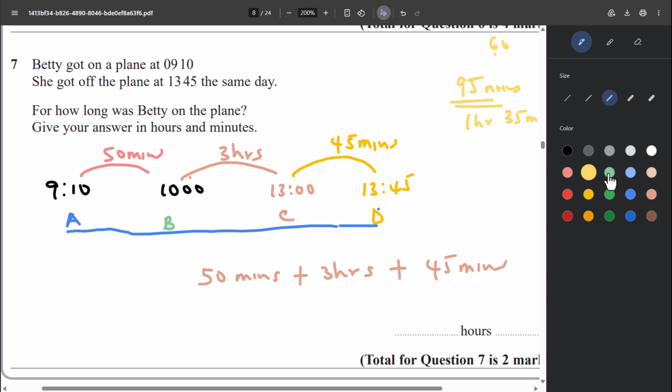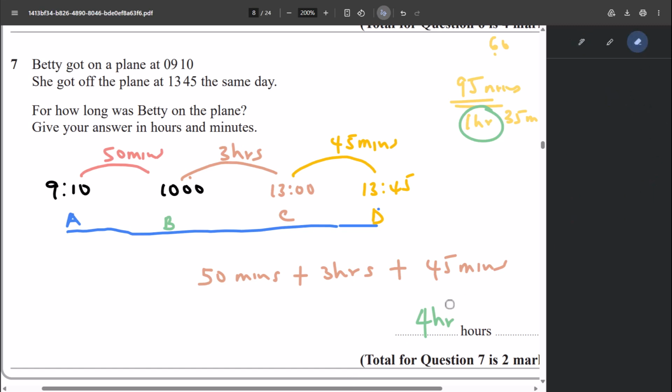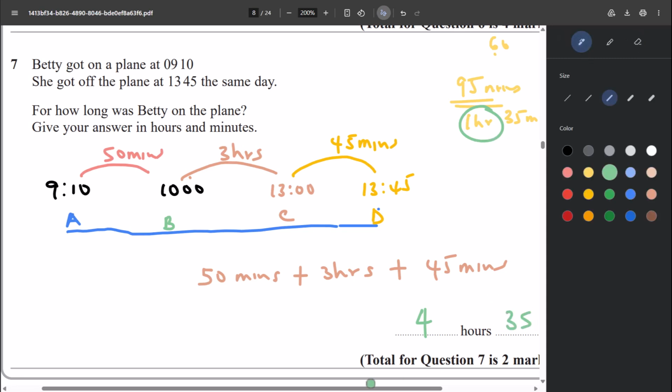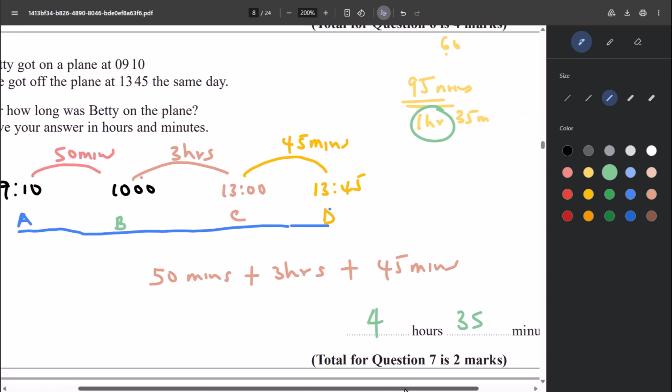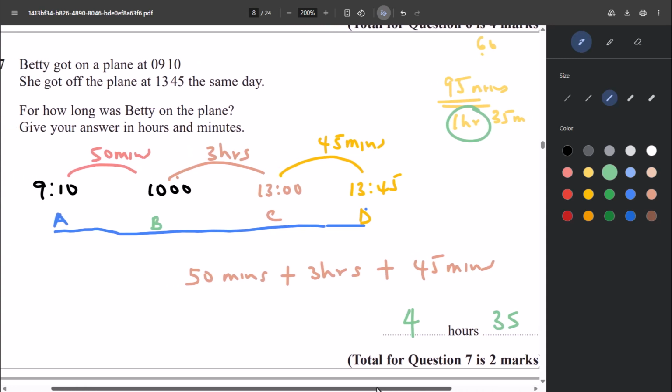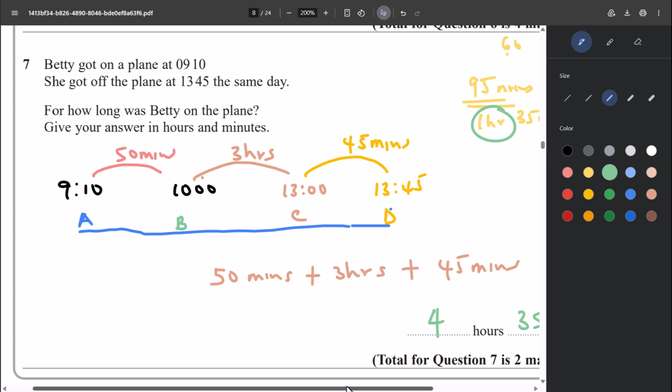Now that will break this going to be another 1 hour. This 1 hour here, you add it to 3. That's definitely going to be 4 hours and 35 minutes. You can see that 35 minutes. So the total will be 4 hours 35 minutes.